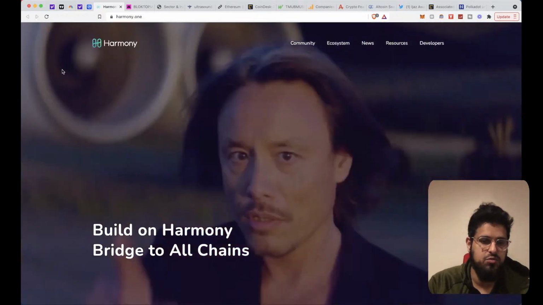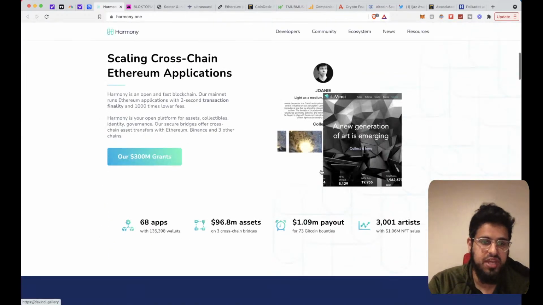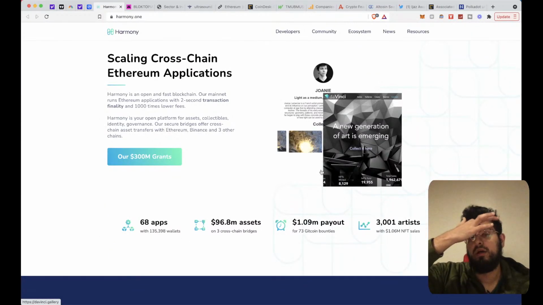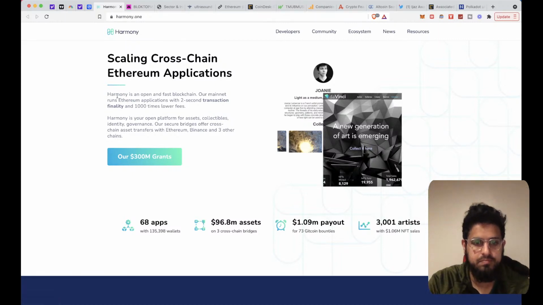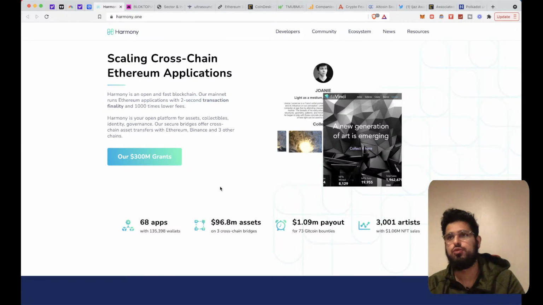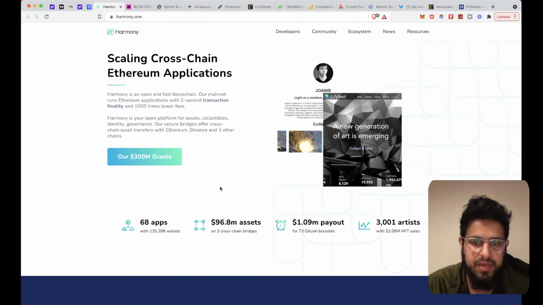So a lot of the layer ones were playing out, but now you can build on Harmony, you can bridge to all of the chains, which is similar to what we were talking about on Polkadot. Right, because you can cross-chain with Ethereum applications, and that's the key. So you just run your Ethereum applications, but with quicker finality and less fees. So I can definitely see that now that there's so much use case and total value locked in Ethereum, I can definitely see Harmony 1 picking up some speed.